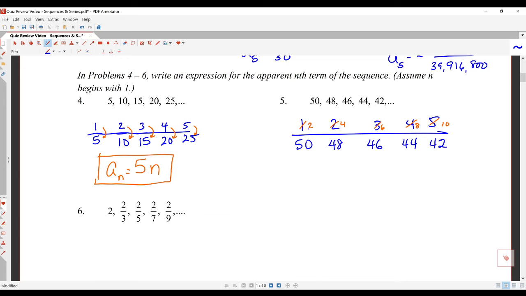So 52 take away 2 gives me 50. 52 take away 4 gives me 48. 52 take away 6 gives me 46. So a_n is going to be 52 take away 2n.